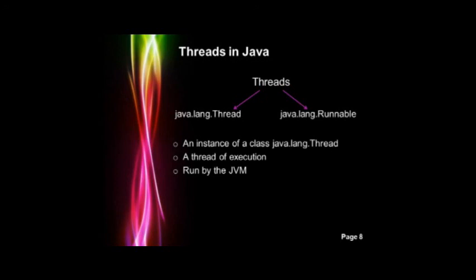A thread in Java is an instance of an object like any other object in Java. The thread object also has variables and methods and lives and dies on the heap. But it is also a thread of execution, which means it's an individual process or a lightweight process that has its own call stack.